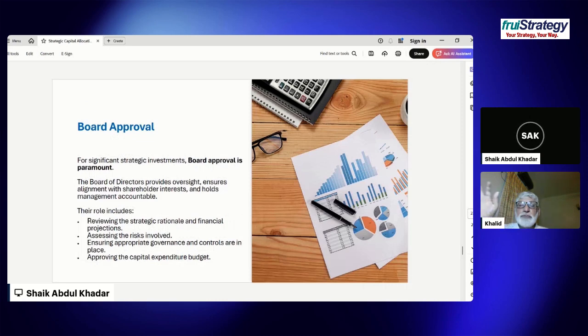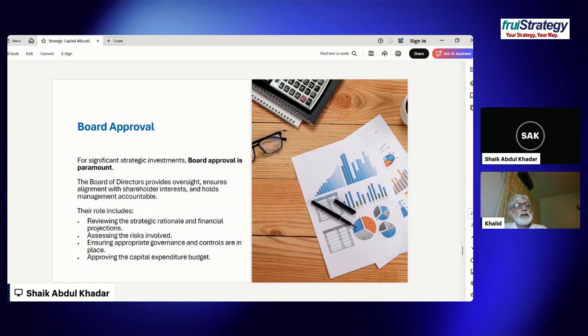Next slide is all about, so after you've done the ranking and you've looked at your capital budget, you present to the board the capital budget proposal. So for all the significant strategic investments, board approval is required. The board of directors provide an oversight, ensure alignment with the shareholders' interest, and hold management accountable. Their roles include reviewing the strategic rationale and the financial projections, assessing the risk involved, ensuring appropriate governance and control are in place, and approving the capital expenditure budget.